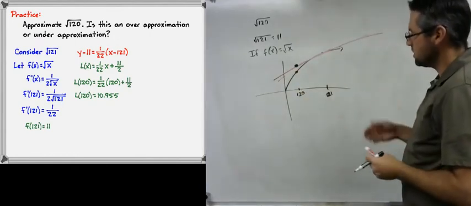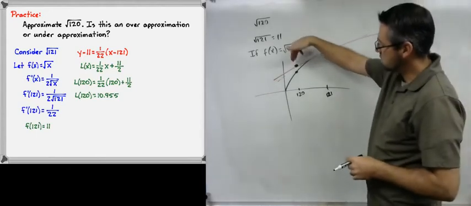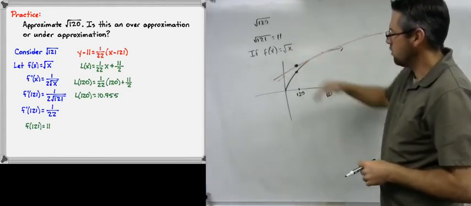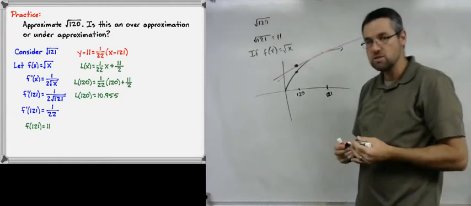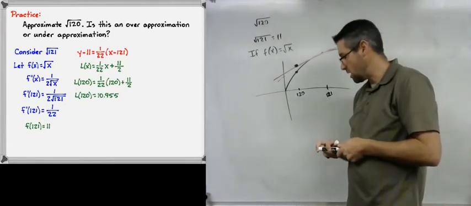Now, what do we notice? We notice that the tangent line is above the curve. So we would say that the approximation is an over approximation.